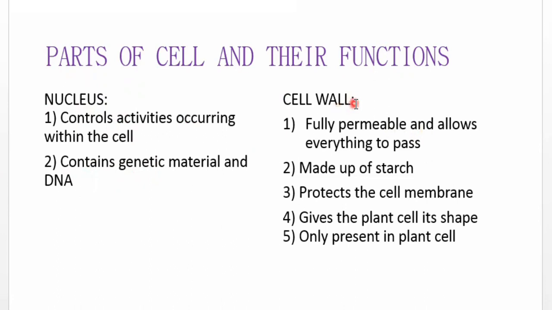We're going to talk about cell wall. Please keep in mind that it's only present in a plant cell. It's a fully permeable organelle, and it allows everything to pass through it. It is made up of starch, or you can say cellulose, and it protects the cell membrane. It also gives the cell its shape. That's why you see the plant cell has a specific shape, but an animal cell does not.